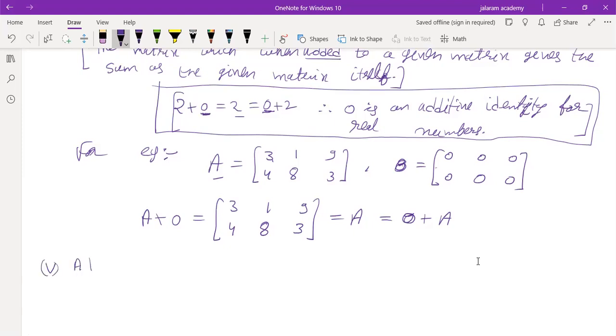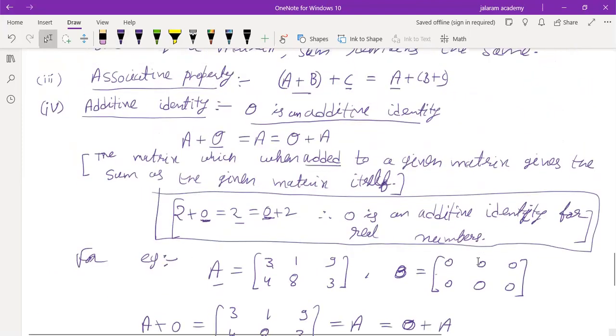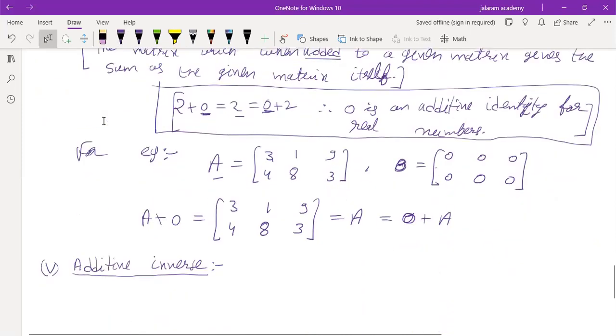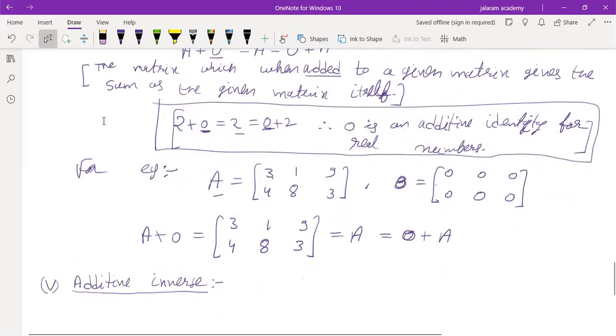Now, there is an additive inverse. And remember, additive inverse is always related to additive identity. Whenever we discuss identity of any algebra, identity of operation of any algebra, this is the operation addition, and this is the identity. And when we find the inverse, on adding the inverse, it gives the identity.